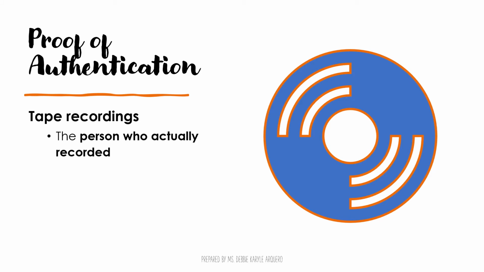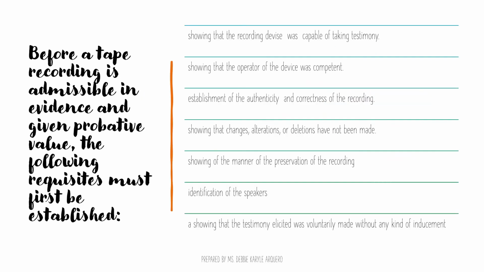So in terms of tape recordings naman, the proof of authentication lies on the person who recorded that certain recording. Okay, and this person should be the one to present in court in order for him to lay the foundation before the tape recording would be admitted in court. So there are certain requisites actually. So here are the following requirements before a tape recording is deemed admissible and be given probative value in court.